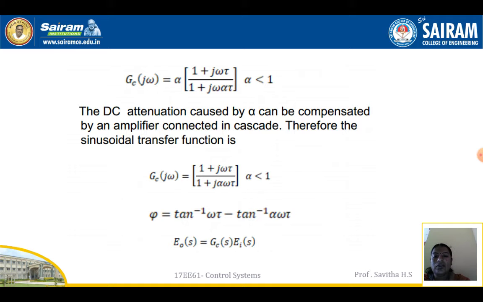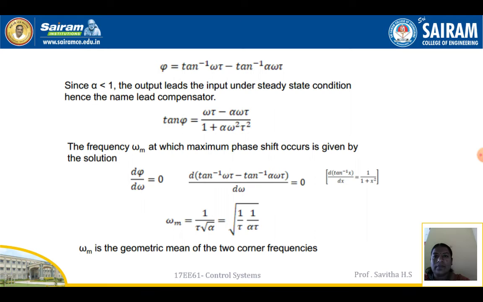E naught of S is equal to Gc of S times Ei of S. Phi is equal to tan inverse of omega tau minus tan inverse of alpha omega tau. Since alpha is less than 1, the output leads the input under steady state condition. Hence the name lead compensator. So tan phi is equal to (omega tau minus alpha omega tau) divided by (1 plus alpha omega square tau square). The frequency omega m at which maximum phase shift occurs is given by the solution of d phi by d omega equal to 0.